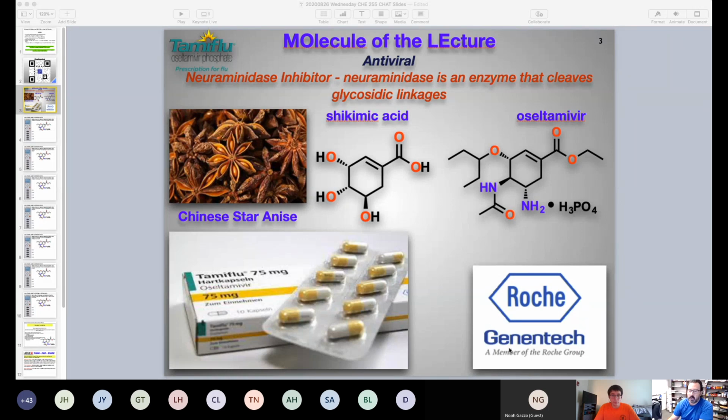So the molecule is made by Roche. Roche is a large pharmaceutical company. Genentech is a subsidiary of Roche. I have these two other pictures here.